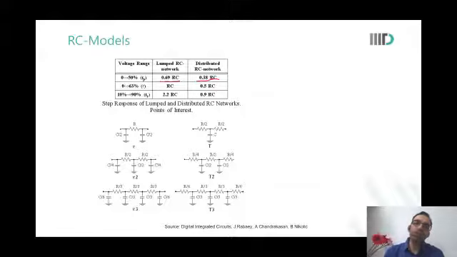Instead, we would want to use something like a pi model. So you see, this looks like a pi or like a T model. And what has been empirically observed is that a 3-stage pi model, a pi 3 model or a T3 model, is a very accurate representation of most designs.